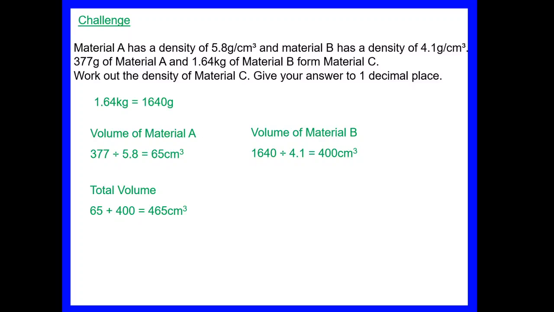So remember, to find the total density, we need the total mass divided by the total volume. So the total mass is 377 plus 1,640, so 2,017 grams. And if we do that total mass divided by the total volume to give us the density, it is 4.3 grams per centimetre cubed. Okay, so well done if you managed to do any part of that challenge. Okay, if you got it all right, that is absolutely fantastic. These are quite tricky questions, but worth having a go at to practice.